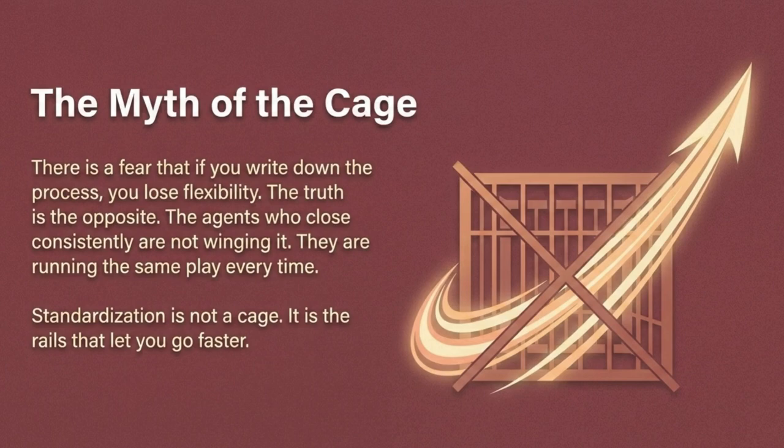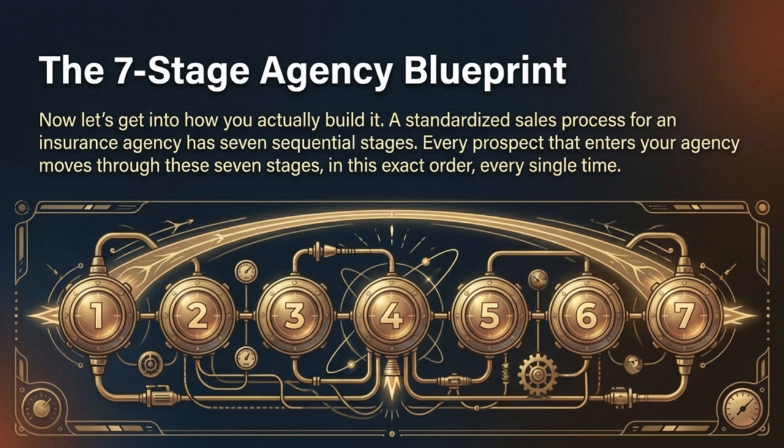There is a fear that comes with this conversation, and it sounds like this. If I write down the process, I lose flexibility. The truth is the opposite. The agents who close consistently in your industry are not winging it. They are running the same play every time. Standardization is not a cage. It is the rails that let you go faster. Now, let's get into how you actually build it.